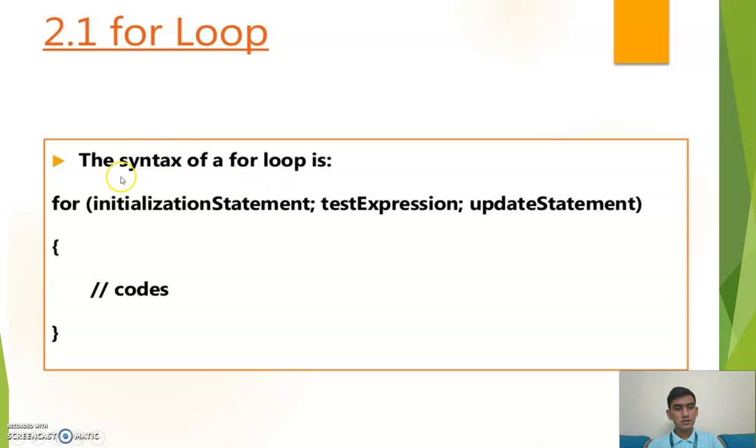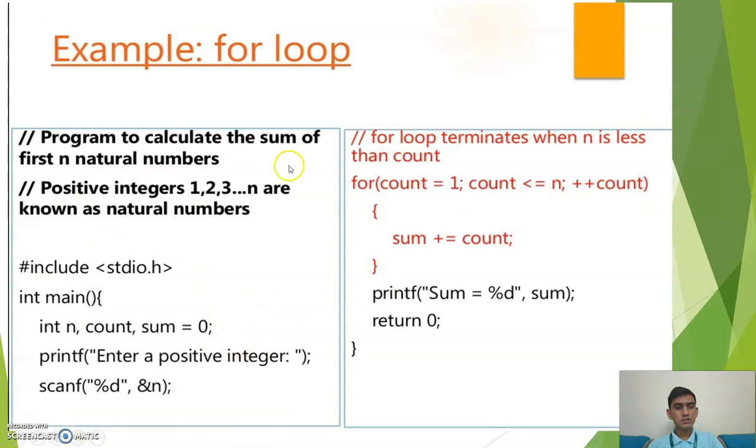For loop. The syntax of the for loop is: first the initial statement, the starting statement, then the condition or test expression, then the update statement, and the code. An example of a for loop: we want to calculate the sum of the first n natural numbers. So int n, count, sum; printf enter a positive number. Now we will use the loop: the initial statement, the test expression, sum plus equal to count, and then we will print the sum.